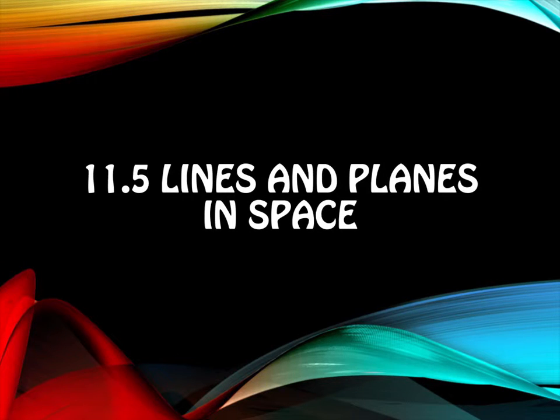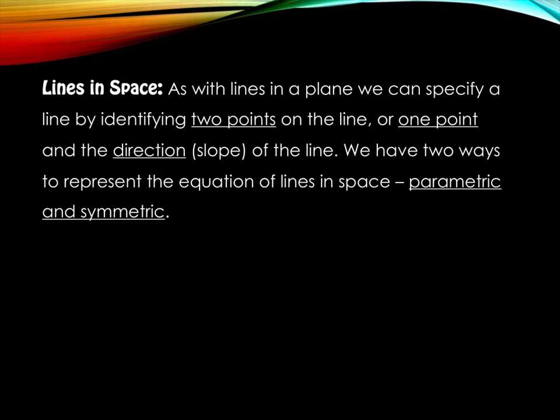All right, so today we're going to take a look at 11.5, which is lines and planes in space. And we're going to first give a definition for how we think about lines in space. So as with lines in a plane, we can specify a line by identifying 2 points on the line, or 1 point and the direction, i.e. the slope of the line. There's 2 ways to represent the equation of lines in space: parametric and symmetric.